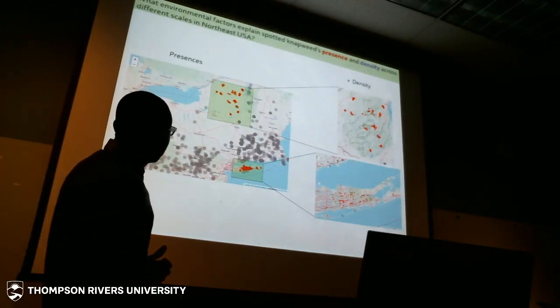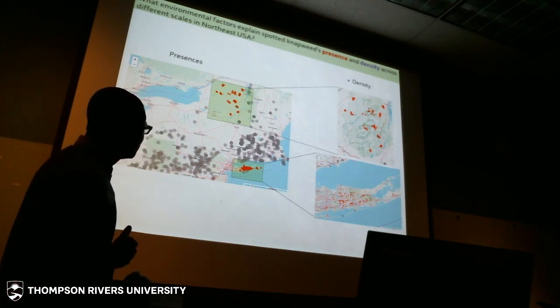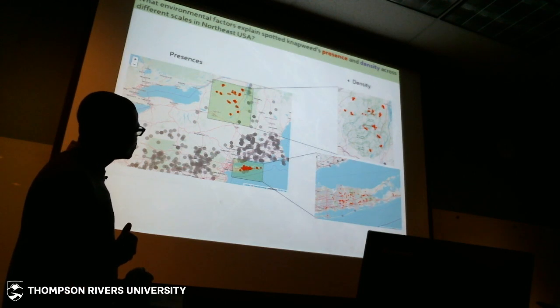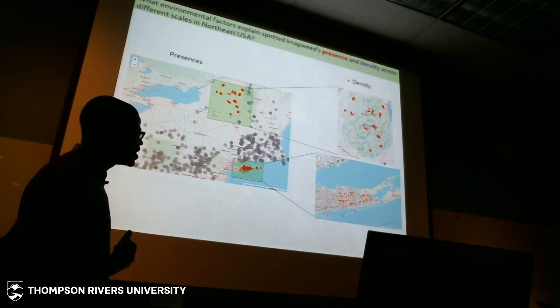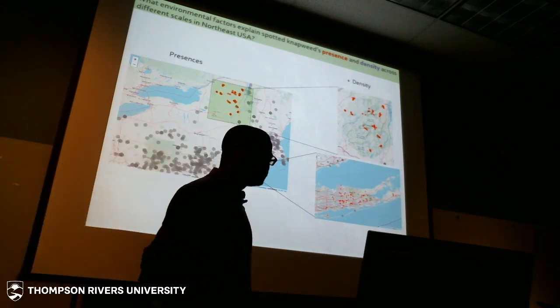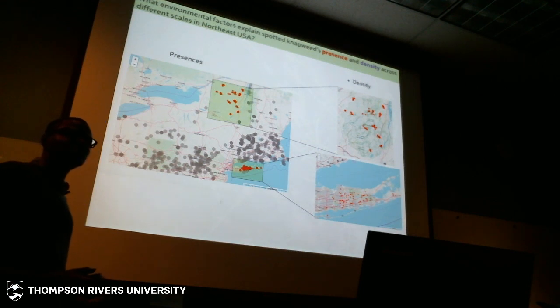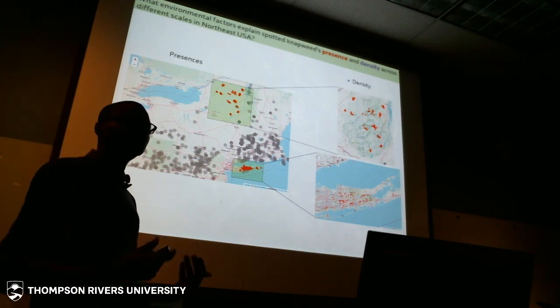and so there's lower disturbance compared to Long Island. And so I got presences of spotted knapweed across the northeastern United States. But in addition to that, I also got densities of spotted knapweed in the Adirondacks and on Long Island. Typically, when building distribution models, people have used presence-absence data. So they use coordinate data to build the models.